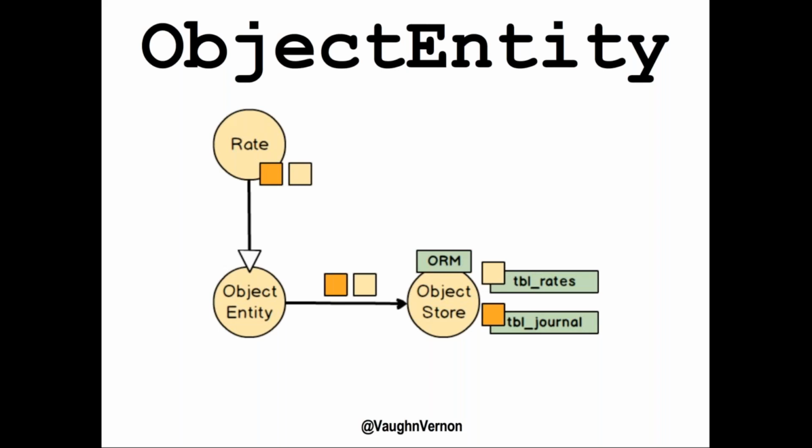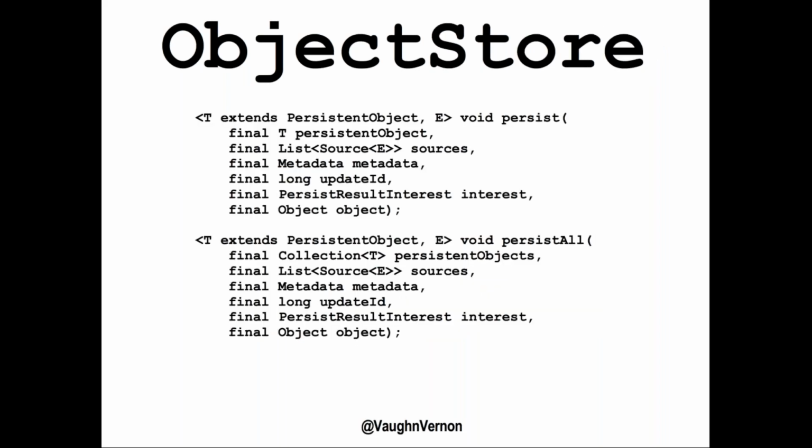So let's take a look at the interface for the object store, first of all, to persist. And I just want to mention that this persist method that you see here is sort of the richest persist method that exists. There are other persist methods that, for example, may not take a sources type or may not pass an object, this final object. I'll explain that in a moment.